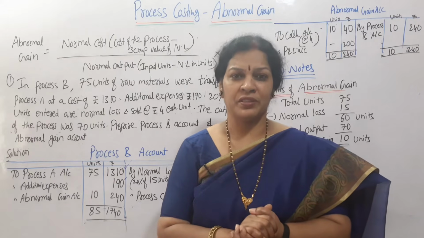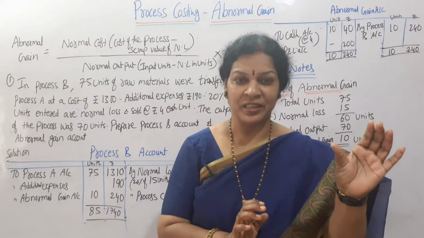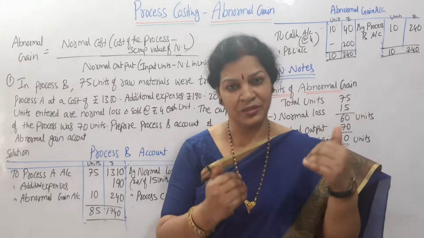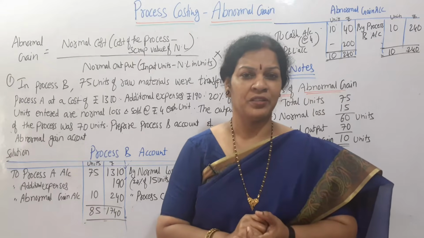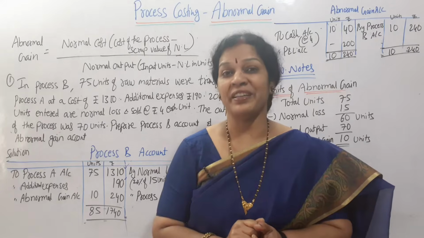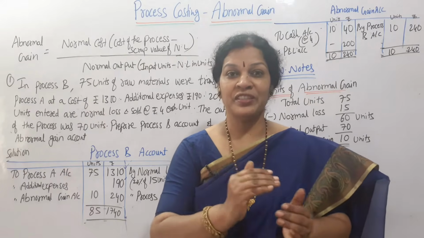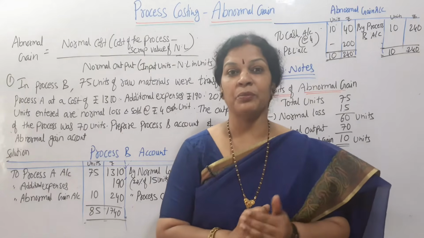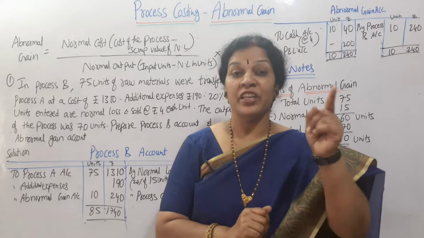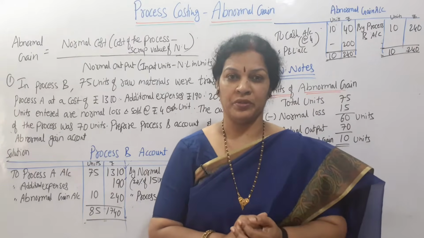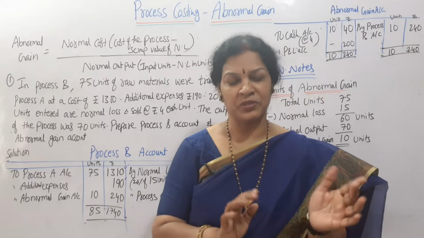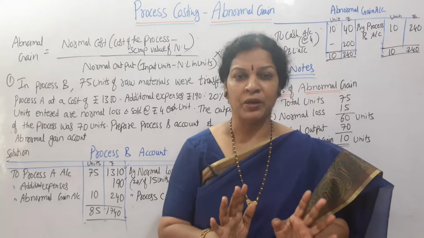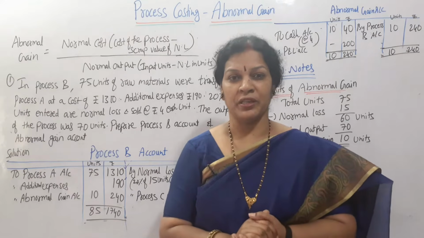As I told you in the previous problem, see how many total units there are, and how much is normal loss, deduct it so that you get some units, and how much is the output, compare it. The difference will give you whether it is abnormal loss or abnormal gain. If you get abnormal gain, what to do? Abnormal loss we have done in the previous problem. Same like that, if you get abnormal gain, how to work it out? Only simple, you have to remember the calculation of abnormal gain.